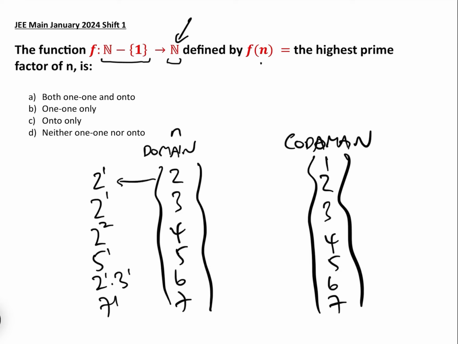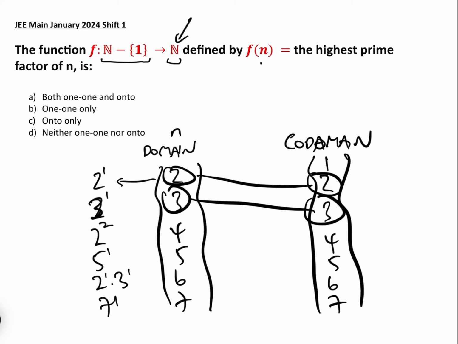Okay, well, the highest prime factor of 2 is 2, so therefore 2 gets mapped to 2. The highest prime factor of, sorry, that should be 3 there. The highest prime factor of 3 is 3, so clearly 3 gets mapped to 3. Okay, so far so good. Now what about 4? Well, the highest prime factor of 4 is 2, so that means that 4 gets mapped to 2. Okay, well, we can see immediately this is not injective, because 2 and 4 are both being mapped to 2, so it certainly isn't one-to-one.